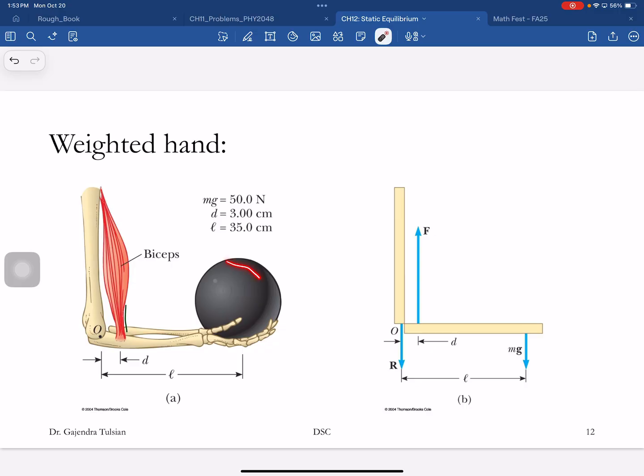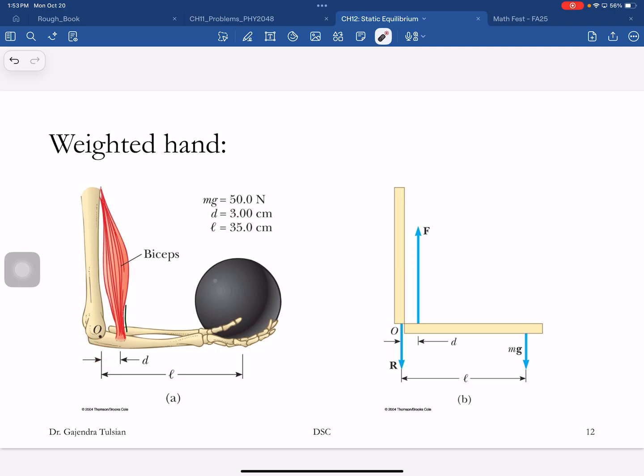Okay, so here's that problem again. You're holding on to a bowling ball, and here's the weight of the bowling ball acting, and there's the pivot point. You're calculating the torque about that point, and this length is 35 centimeters, and this distance is 3 centimeters. So just a quick calculation.